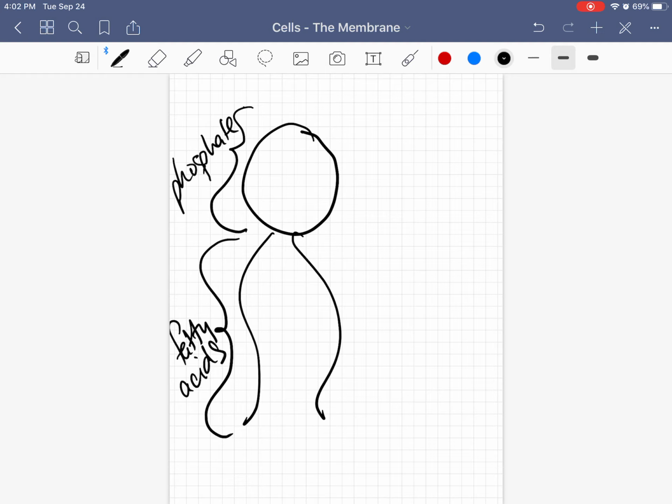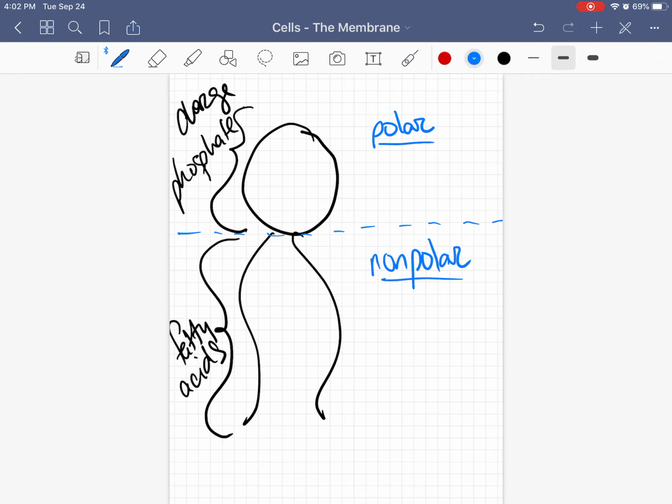Now, the makeup of the phospholipid gives it almost a dual nature, right? Because the phosphate group is charged, it has a charge, the head of the phospholipid is polar. Now, our fatty acids are lipids. They're made of hydrogen and carbon, and they are nonpolar. Now, if you remember back to when we first talked about this, polar molecules will interact with water. So the head of the phospholipid is hydrophilic.